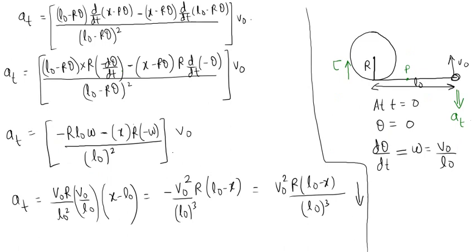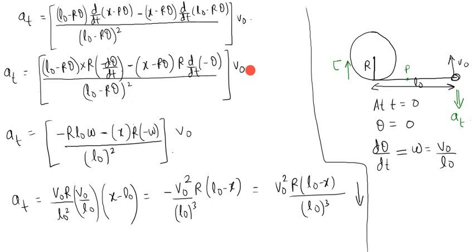So a_t as a function of theta can be shown using this complicated expression. a_t as a function of theta has, in the denominator, (L0 minus r theta) whole squared, and in the numerator, (L0 minus r theta) into r times d/d theta by dt with a negative sign, minus (x minus r theta) into r multiplied by d/dt of d theta by dt with a negative sign, and this whole multiplied by v0.